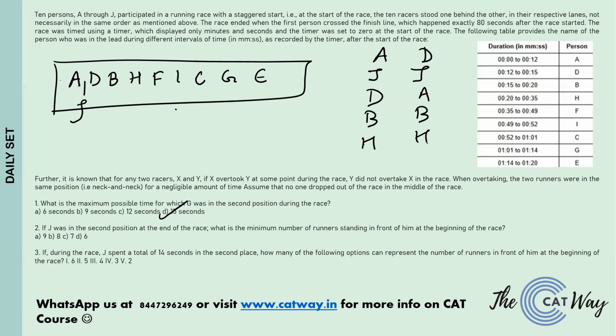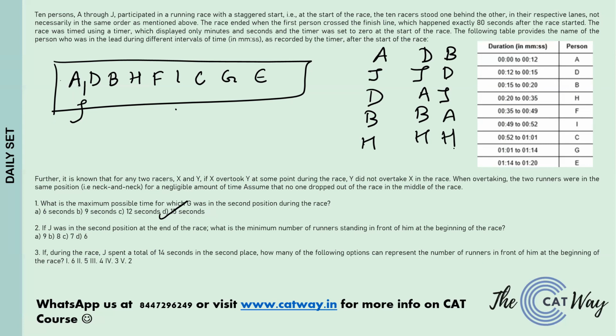Okay, now what is happening is that B overtook D to get the first position. Now J has to shift. J cannot overtake D, because once D has overtaken J, J cannot overtake D. So definitely this can be the order that we can get.